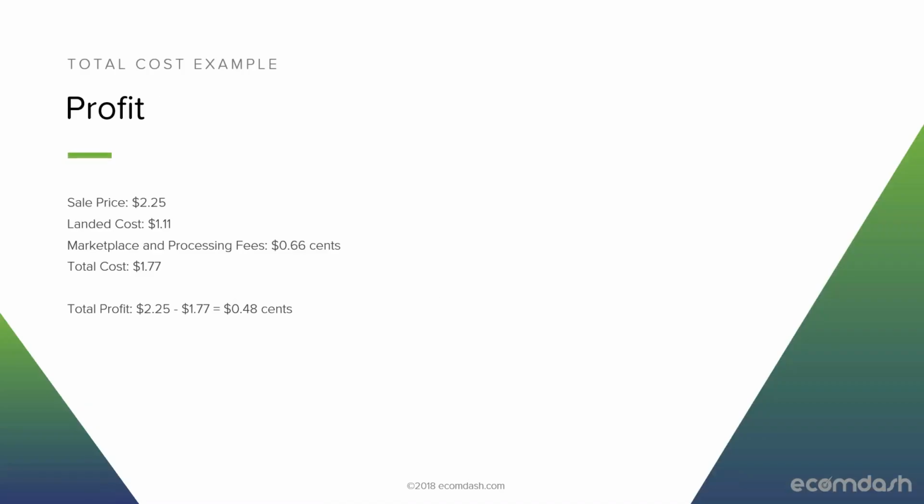So if we take that into consideration, your sale price was $2.25, the landed cost was $1.11, and the total marketplace and processing fees were 66 cents, so your total cost comes down to $1.77. If we take your sale price of $2.25 and subtract $1.77, you're making 48 cents on this item.